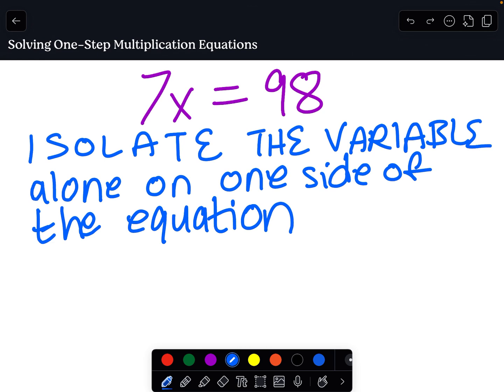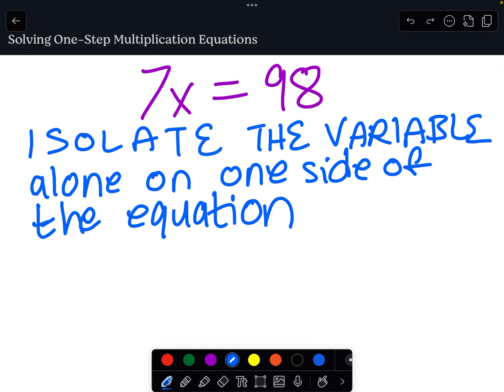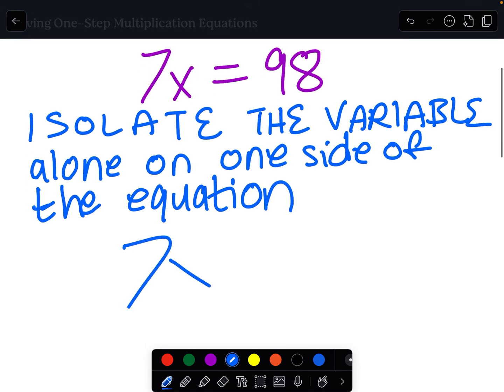So 7x equals 98. Just a reminder, when we have a number next to a letter, it means to multiply. So if you sometimes forget that a number next to a letter means multiplication, if you want, you can always put that number in parentheses.